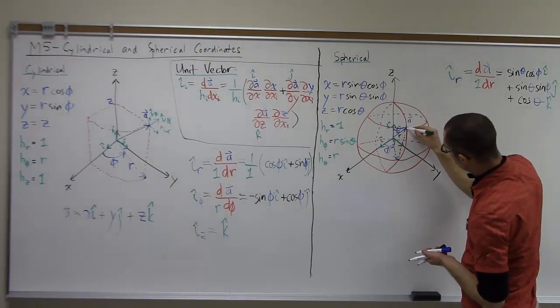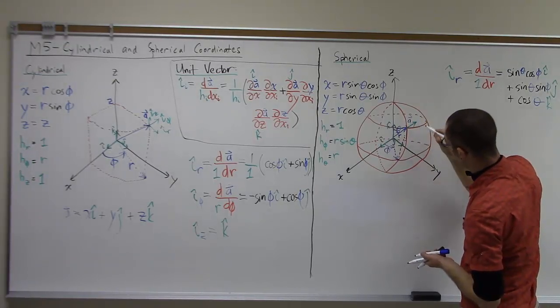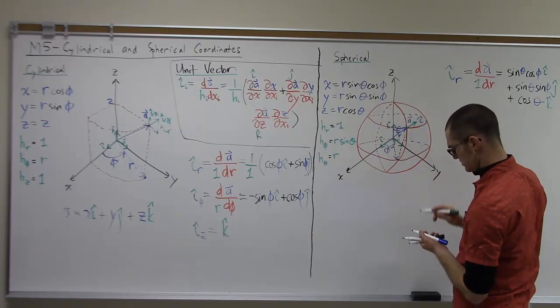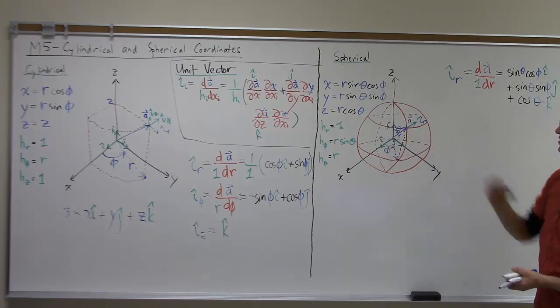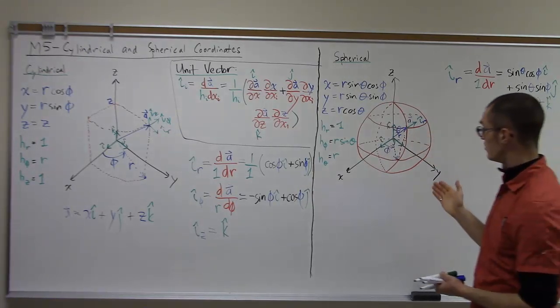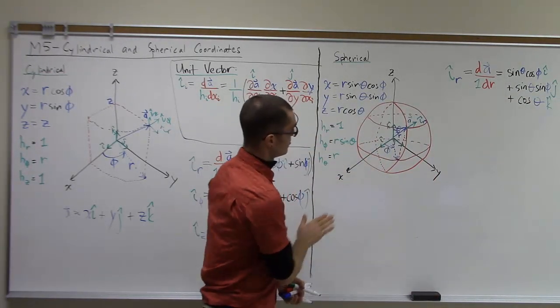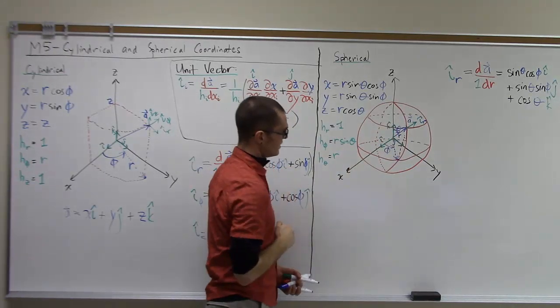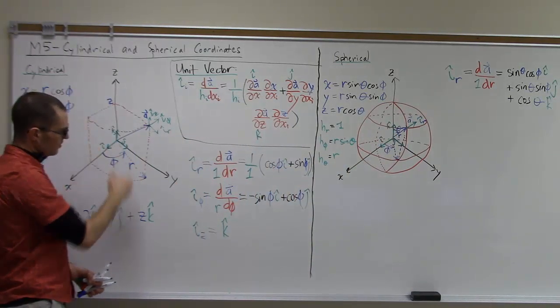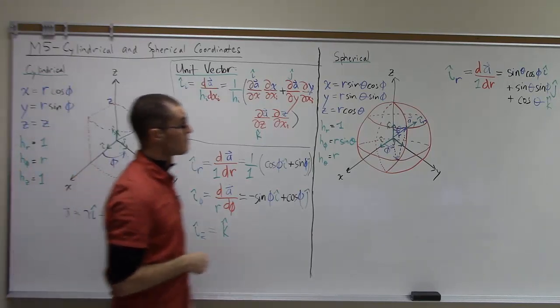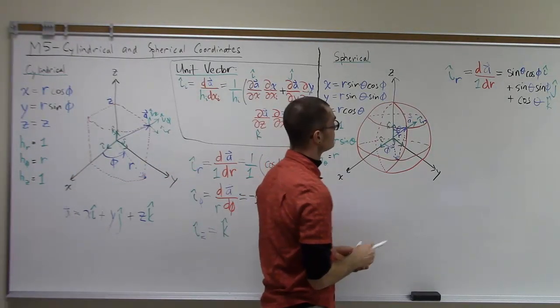So my unit vector in the r direction points straight out, parallel to the r vector, because in the spherical coordinate system the r vector points all the way out to the radius, whereas in the cylindrical coordinate system it's always parallel to the xy plane. So that's i_r.